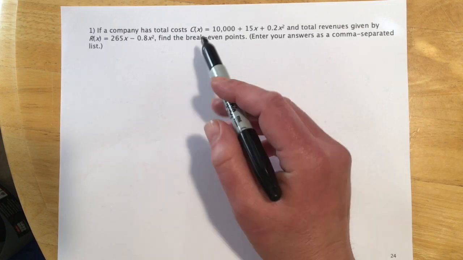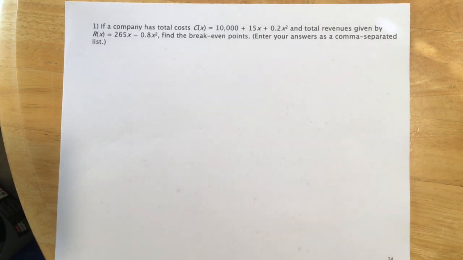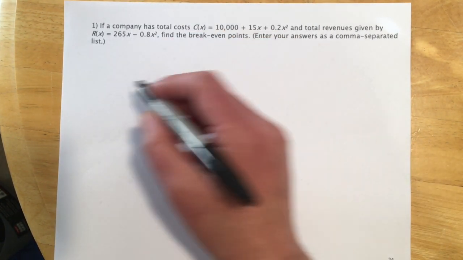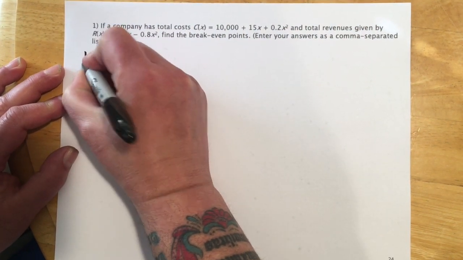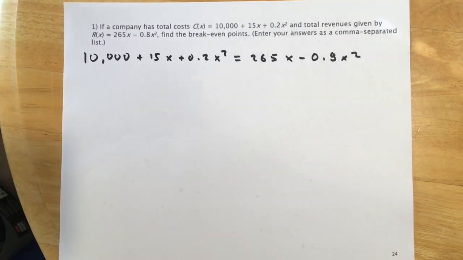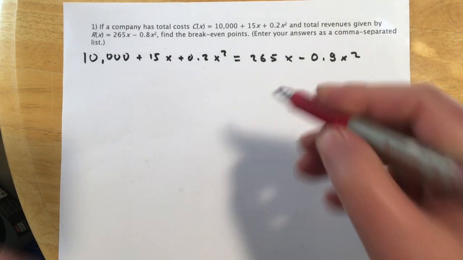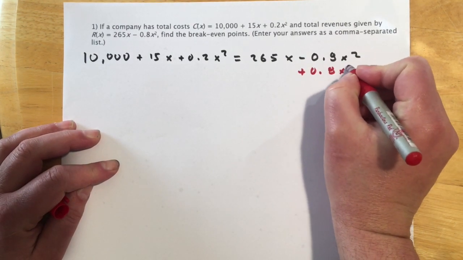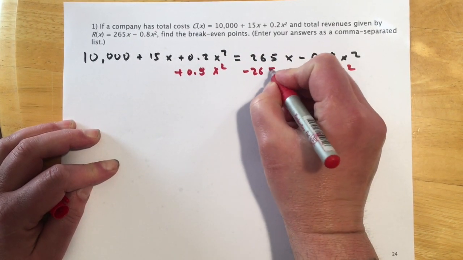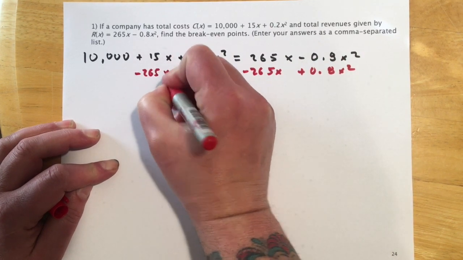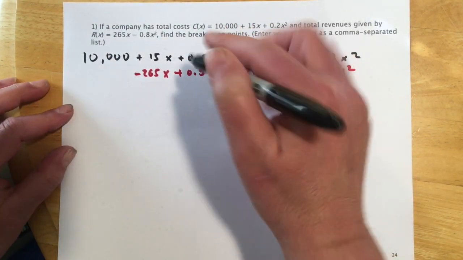So this first one, company has a total cost of that, total revenue given by that, find the break-even points. So in this case, remember we have cost equals revenue, so we're going to set these two equations equal to one another. And then since it's quadratic, I want to get it equal to 0 to be able to solve it. So I'm going to add the 0.8x squared to both sides. And then take this one away since it's positive. And then I'll write it in descending order just for convenience.